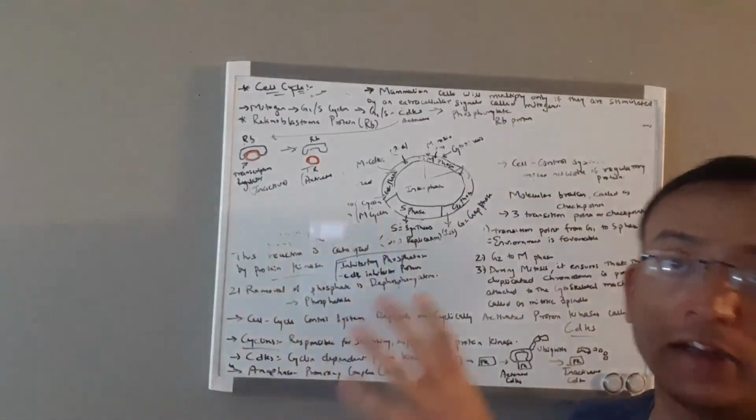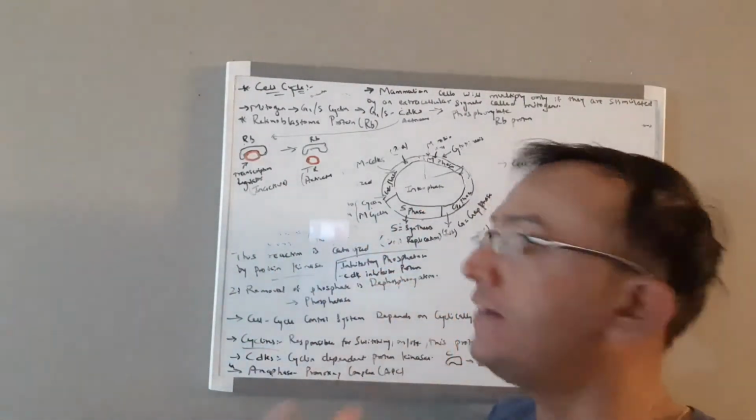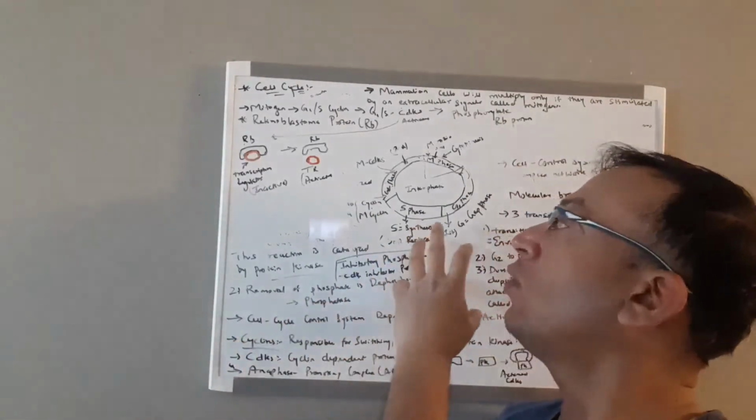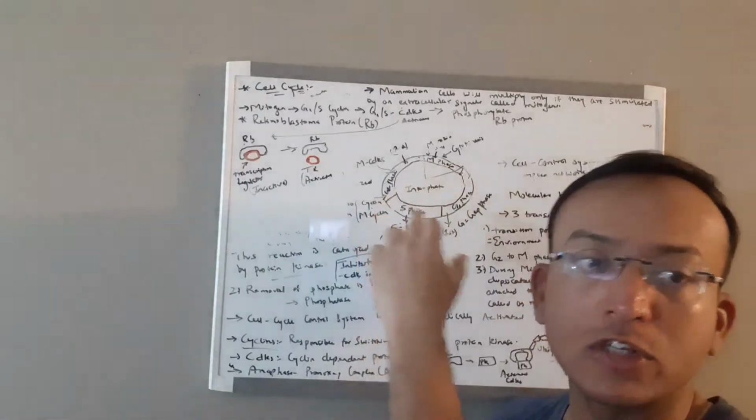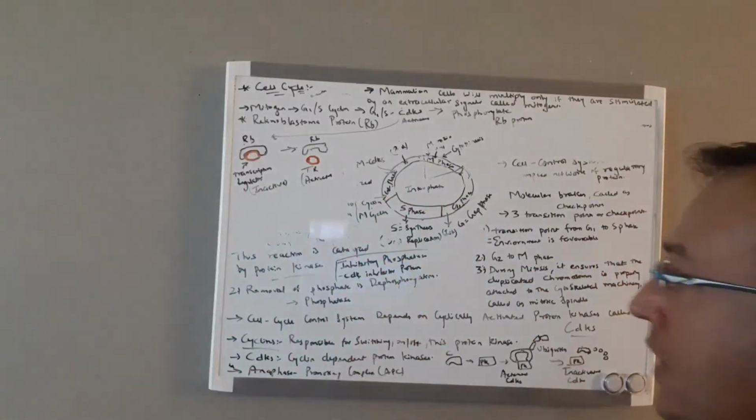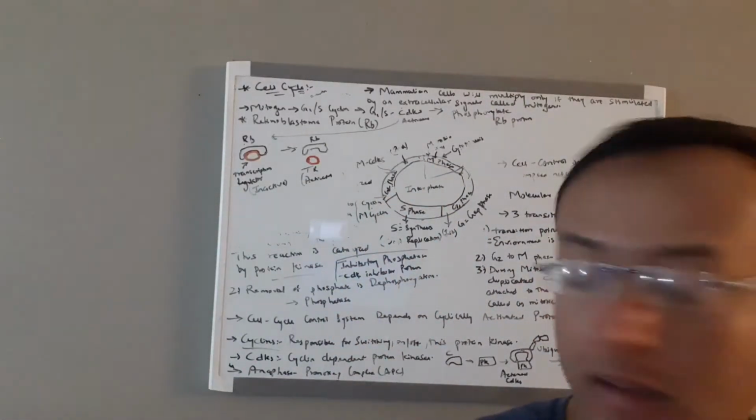So there is another mechanism. If the DNA is damaged, how the cell cycle arrests before it goes to the mitosis process, like before replicating the DNA. So I will show you that.